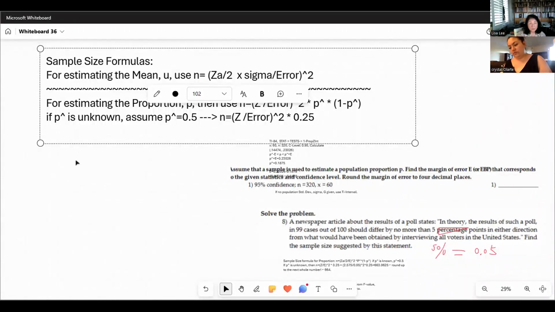And maybe there's one more formula here. We call it the full sample proportion.